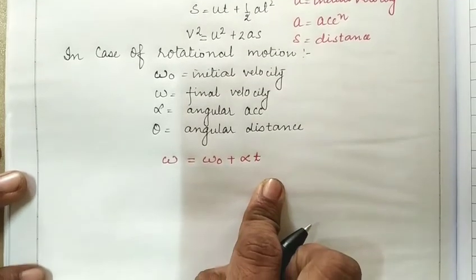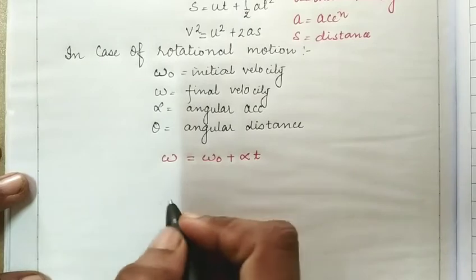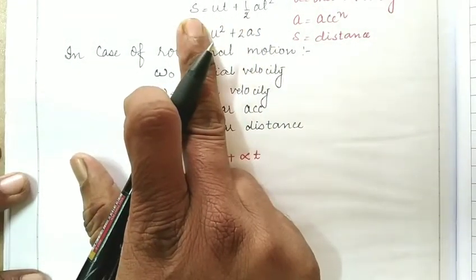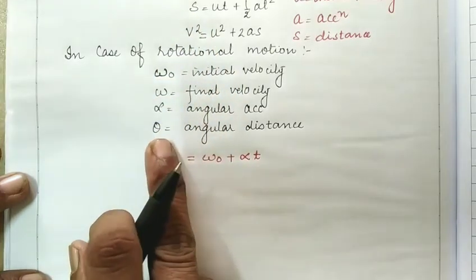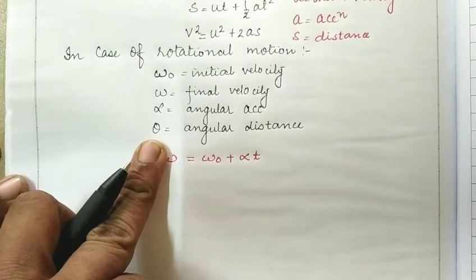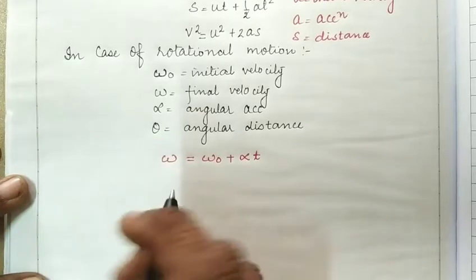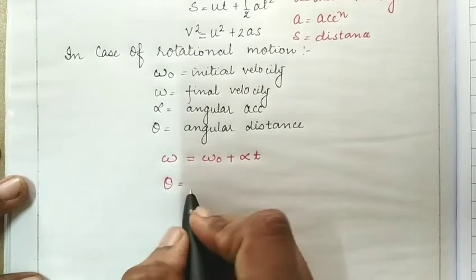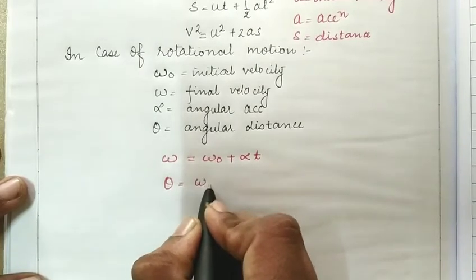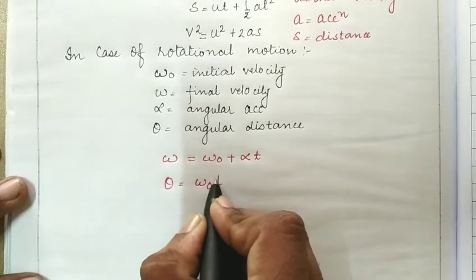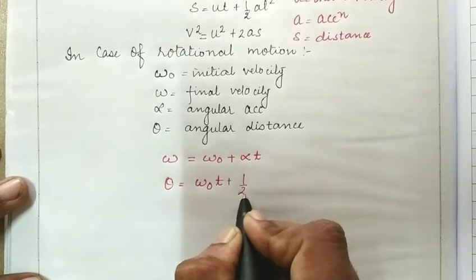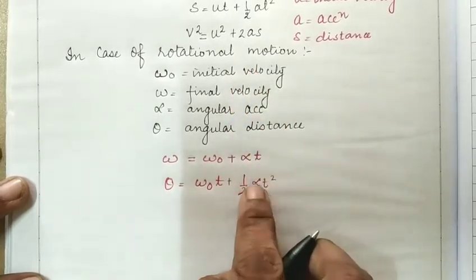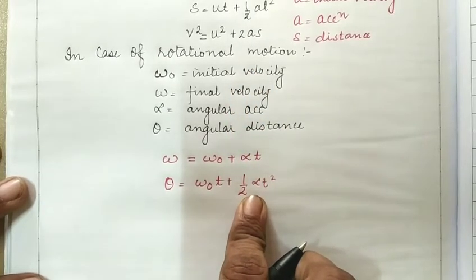Now turning towards the next equation of motion, that is s equals ut plus half at square. Here s is the linear displacement covered by the object. In order to give the displacement here, theta represents the angular distance or displacement. So theta equals ut, where u means initial velocity, so here omega naught will be the initial velocity, into time t, plus half alpha t square. Instead of a, we are writing the angular acceleration, that is alpha.